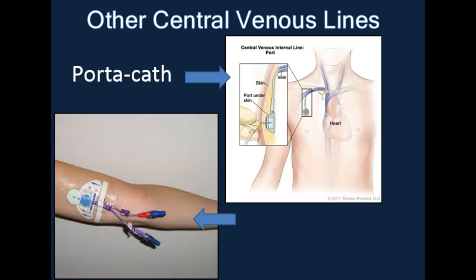The cath or catheter portion is the plastic IV tubing which attaches to the port. The catheters are placed by an interventional radiologist or surgeon under local anesthetic, using ultrasound to guide the catheter into the vein. The entire portacath is inside the body so that bathing and swimming are not affected. The port feels like a bump under the skin, about the size of a quarter.